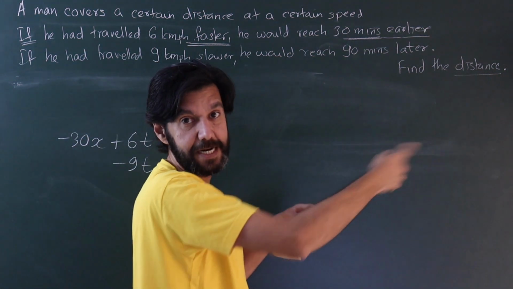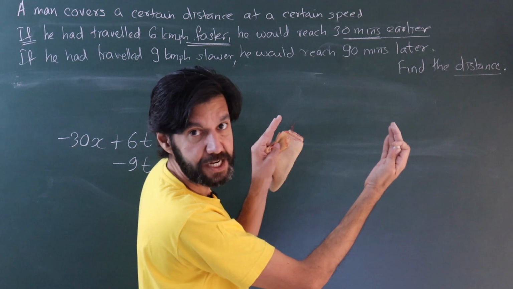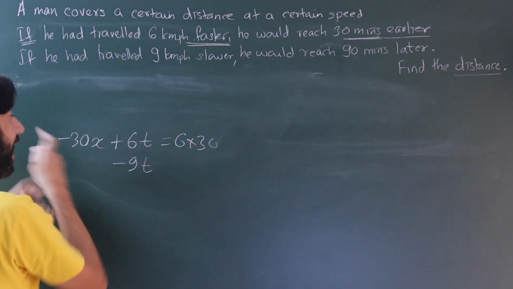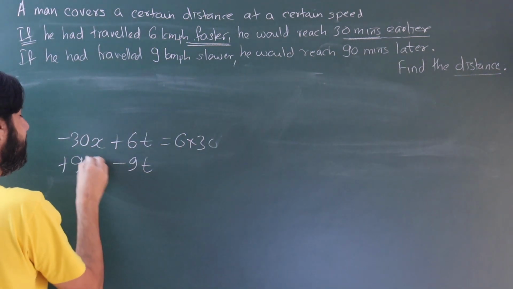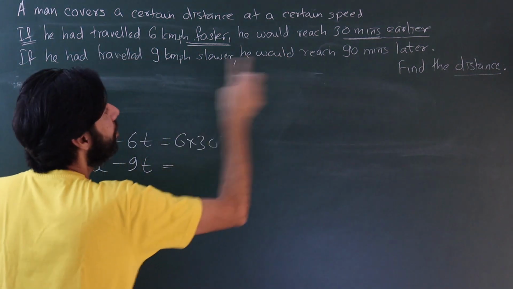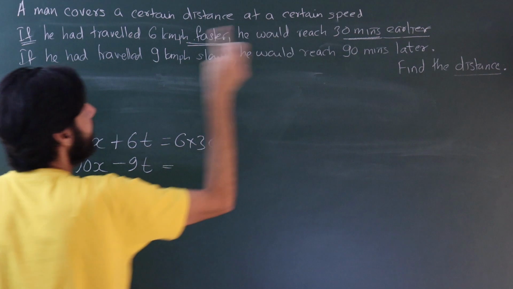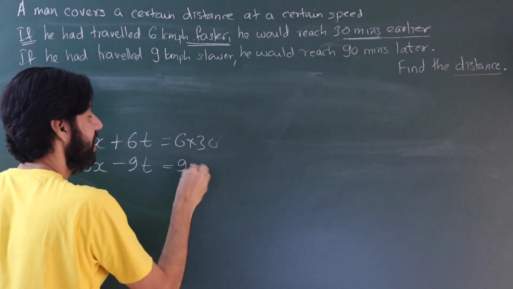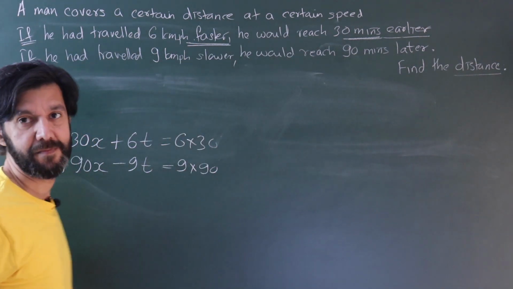90 minutes later, plus 90 is in the bracket of t, which gets multiplied with x. So plus 90x. And what happens? The constant is the product of these two. Minus 9 goes to the other side, 9 into 90.